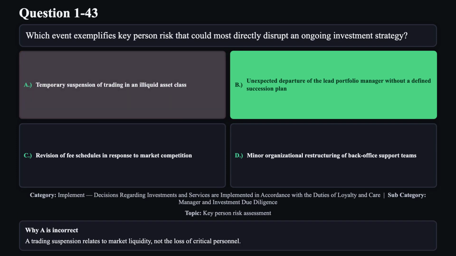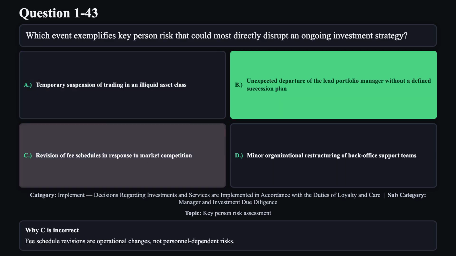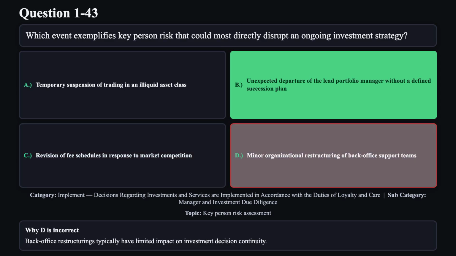Reason A is not correct. A trading suspension relates to market liquidity, not the loss of critical personnel. Reason C is not correct. Fee schedule revisions are operational changes, not personnel-dependent risks. Reason D is not correct. Back-office restructurings typically have limited impact on investment decision continuity.